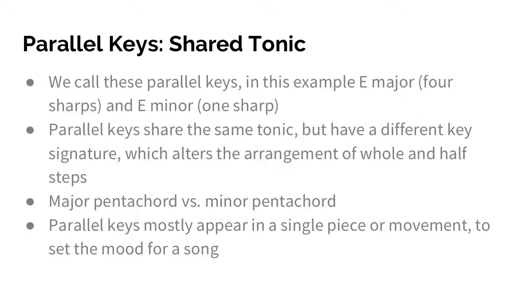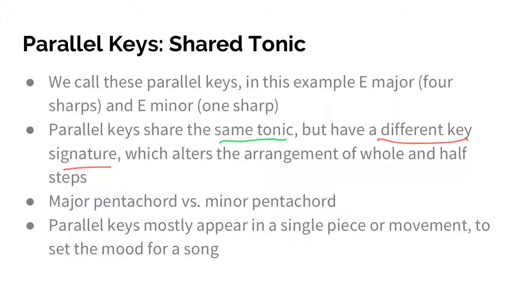So we call these parallel keys. The 5.2 example was in E major. The 5.3 example was in E minor. And E major has 4 sharps, as you saw, and E minor has 1 sharp. Parallel keys share the same tonic, but they have a different key signature, which alters the arrangement of the whole and half steps in the pentachord. So, major pentachord, whole, whole, half, whole, and then the minor pentachord, which is whole, half, whole, whole.